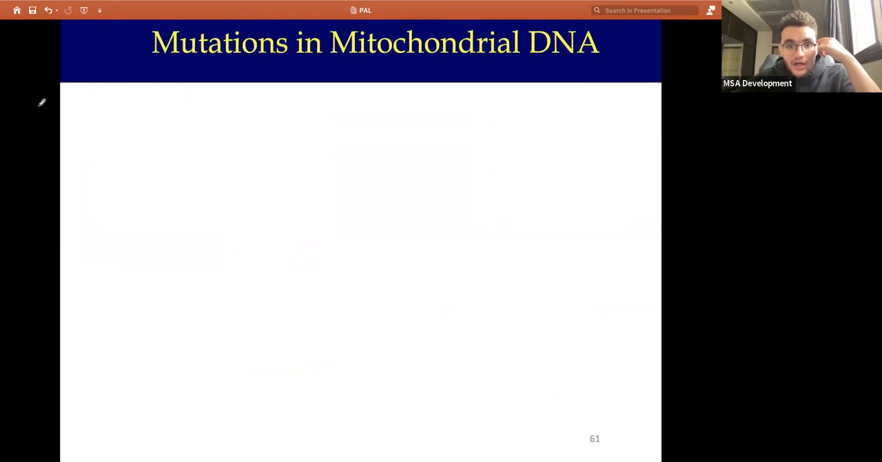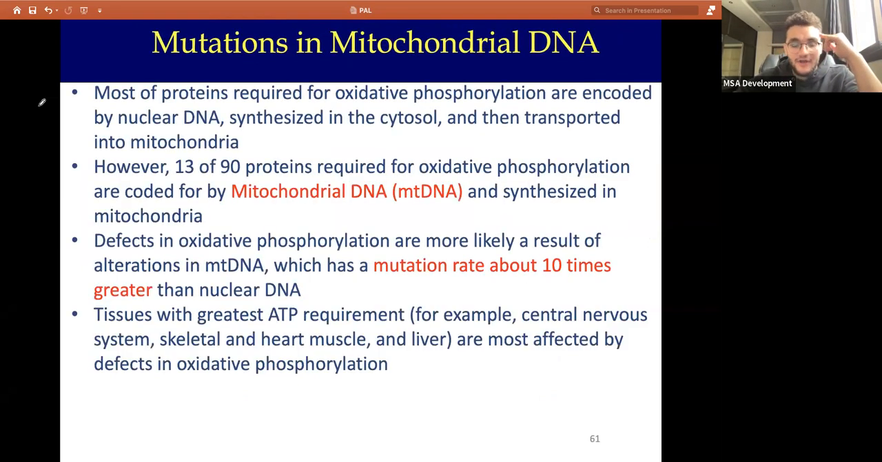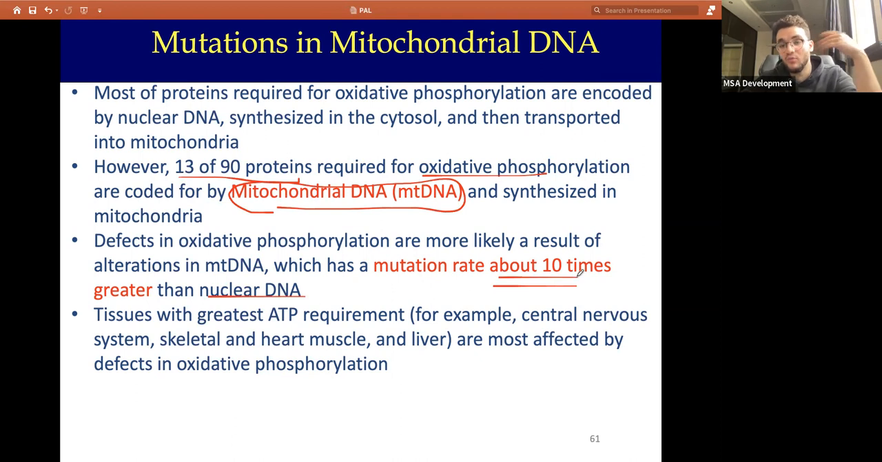Okay, and then the last point. Obviously we talked about oxidative phosphorylation, and that it has a lot of proteins and enzymes. Now, in our body we have nuclear DNA and mitochondrial DNA. 13 out of 90 proteins for oxidative phosphorylation are made by mitochondrial DNA and not the nuclear DNA. And why is that important? Because mitochondrial DNA is more likely to have mutations than nuclear DNA. It's 10 times more likely.